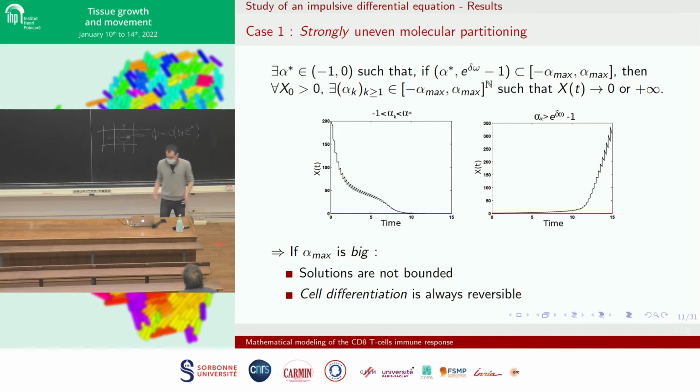So that will mean that the solutions, which are concentrations, are not bounded. And in terms of cell differentiation, that the differentiation is always reversible, because the concentration can go very low, then very high, then very low, depending on the stochasticity of the sequence alpha k.